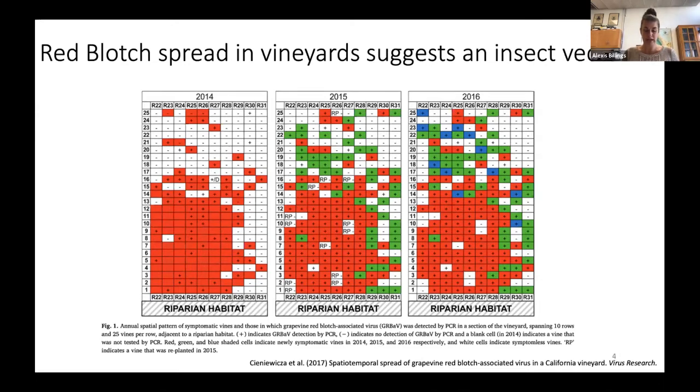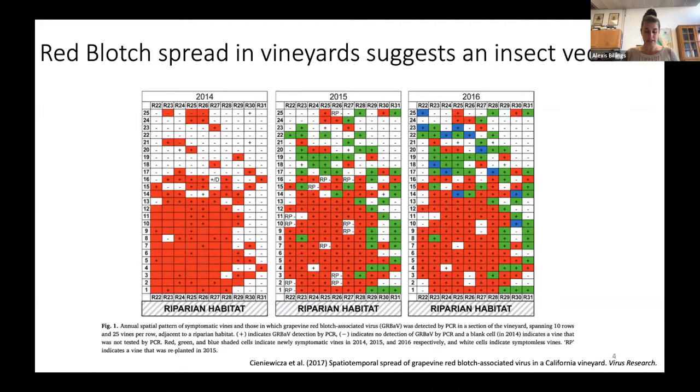So on the left, we have 2014. The cells in red showed symptoms of red blotch, and the plus signs indicate a positive result from PCR. In the middle is 2015, where the green cells show newly infected vines that showed symptoms. And then on the right is 2016, and the blue cells show newly infected vines that showed symptoms.